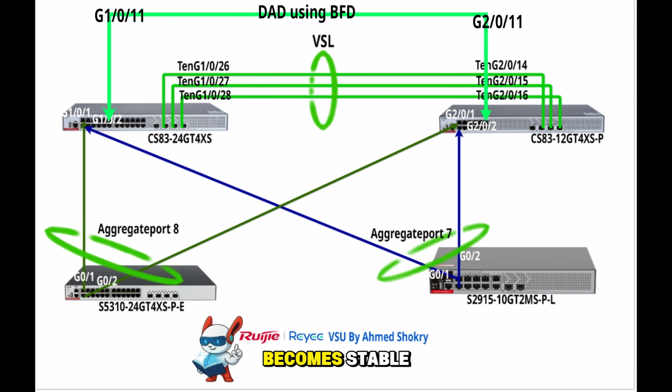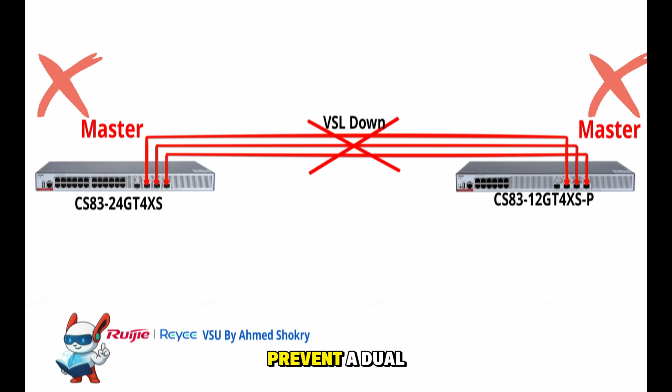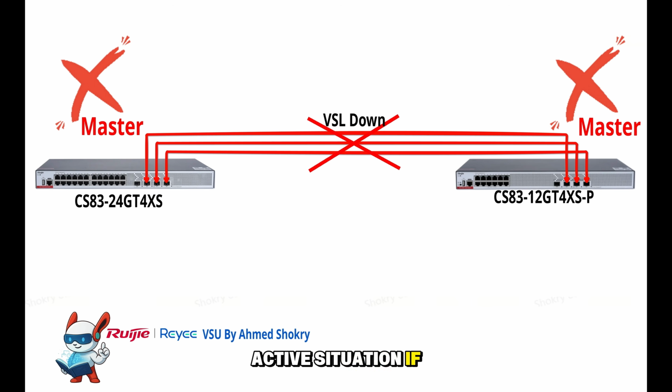After the VSU becomes stable, we introduce a dedicated BFD dual active detection link. BFD stands for bidirectional forwarding detection. This link is not part of the VSL, it is not part of the LACP. It is a completely independent protection link. Its only mission is simple: prevent a dual active situation if the VSL ever goes down.